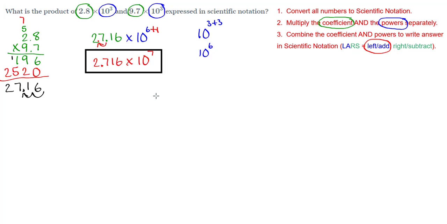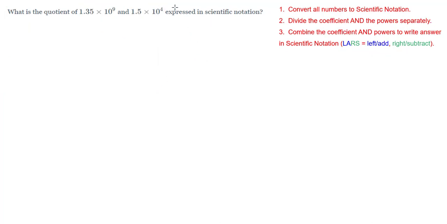Let's go to the last one, which is going to be dealing with division. Whenever we deal with division, I always like rewriting it as a fraction just to keep things organized. And it seems like a lot of textbooks and problems always write the number kind of in this format. So I'm going to put 1.35 times 10 to the power of 9 divided by 1.5 times 10 to the power of 4. So converting all the numbers to scientific, it's nice. They already had it in scientific.